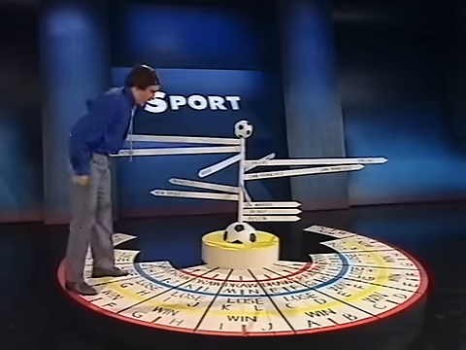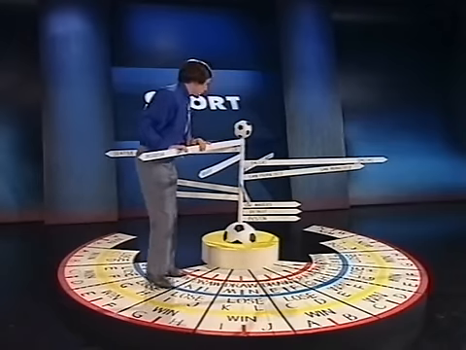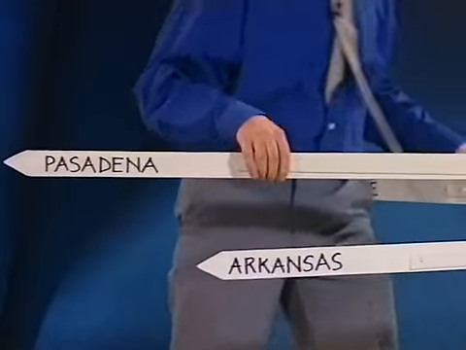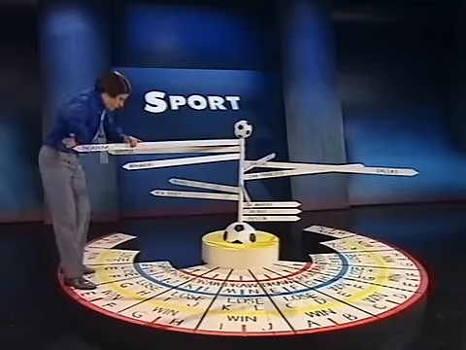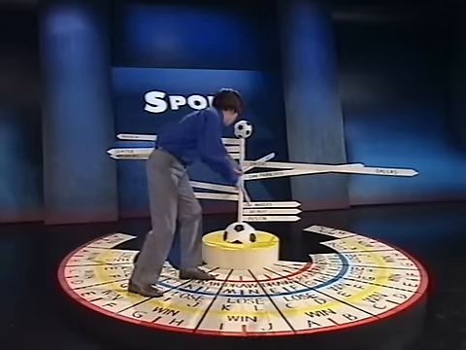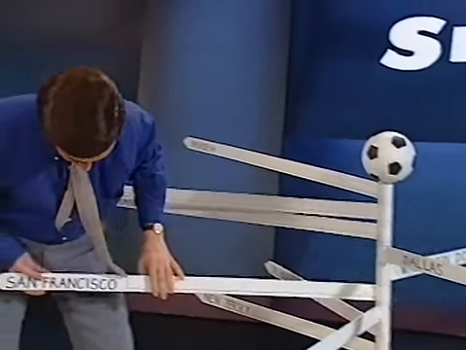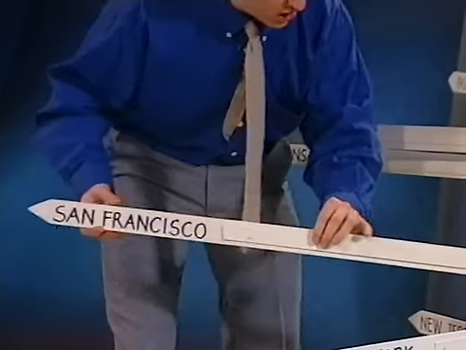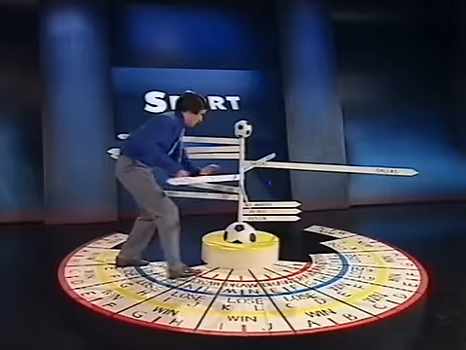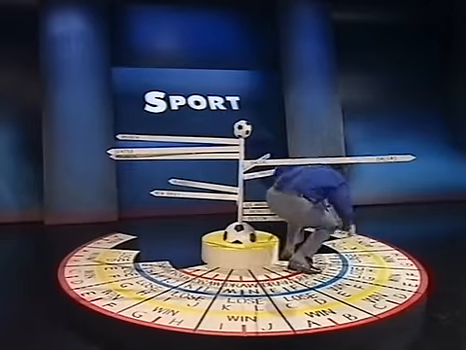OK, round one is Pasadena. Let's say it takes place in Pasadena between Chile and Paraguay, something like that. OK, and then we're through to round two, which is, let's say it's San Francisco. We've not got much time here. San Francisco, and that goes through to Orlando. So let's take it round to Orlando there.